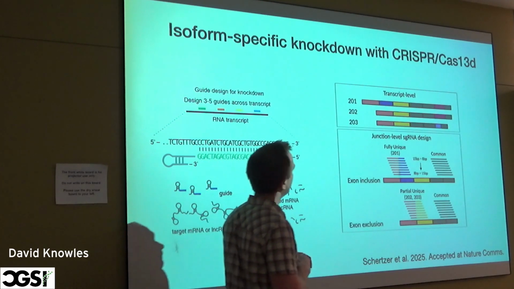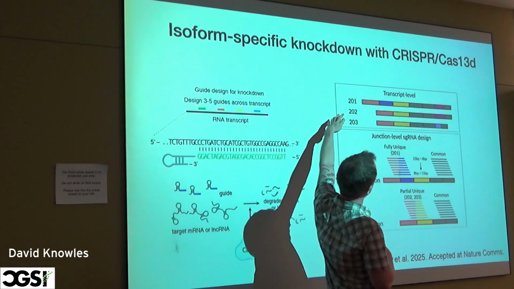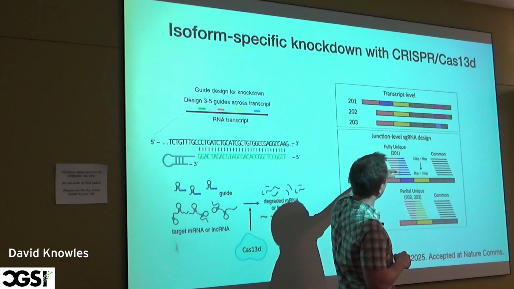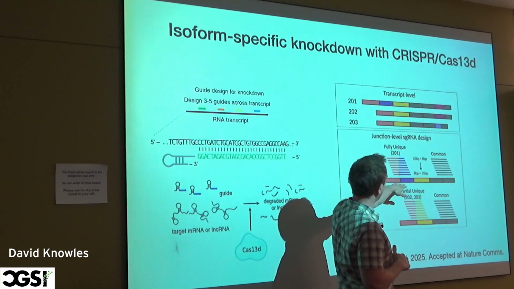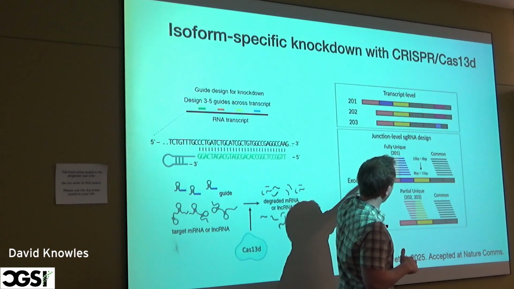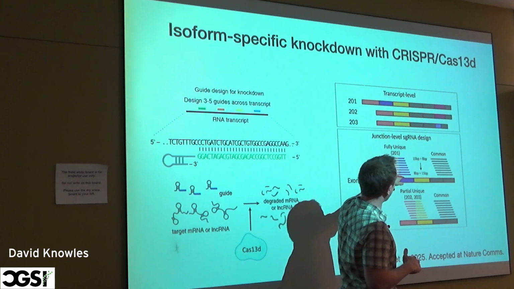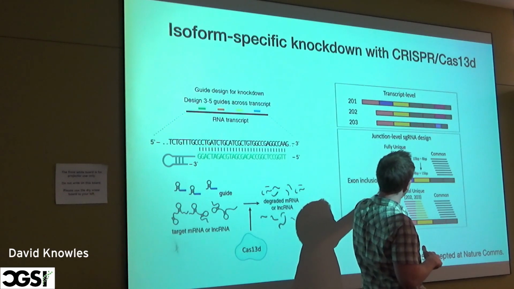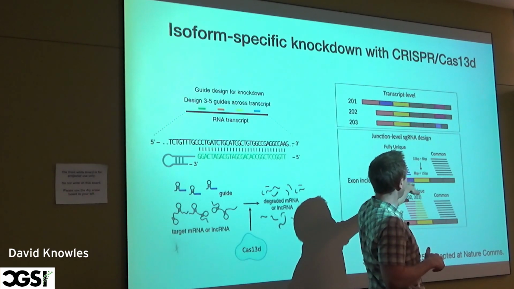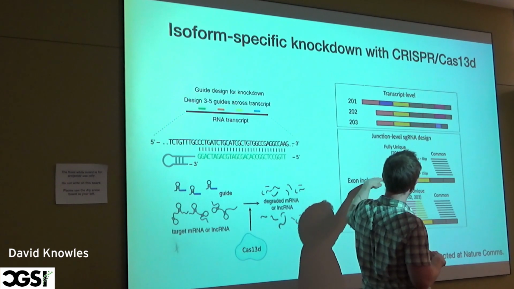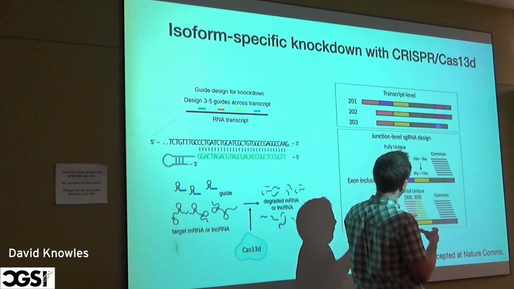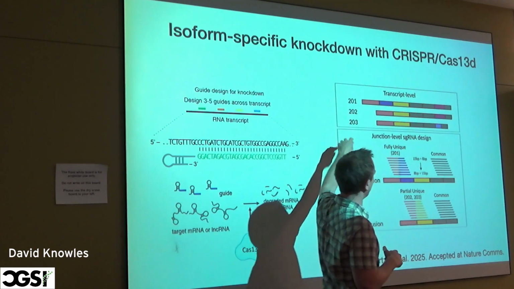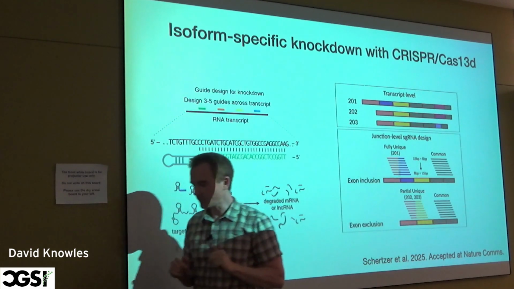So for example, if you have some toy gene here with these 3 different isoforms, you can design CRISPR guides that target the CRISPR system to a specific junction. So for example, all of these guides, these are different little RNA sequences we can design, target the junction between this salmon and this purple exon. And so that when we use these guides, you're only going to get knockdown of this 201 isoform and not 202 or 203, or at least that's the hope.